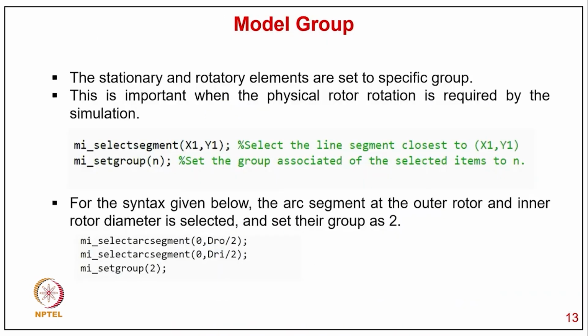Next is the stationary and rotary model group. The stationary and rotary elements are set to specific groups, and this is important when physical rotor rotation is required by the simulation. So mi_selectsegment x1, y1 and mi_setgroup n. For the syntax given below, the arc segments at the outer rotor and inner rotor diameter are selected and set their group as 2: mi_selectarcsegment 0, DRO/2, then mi_selectarcsegment 0, DRI/2, and mi_setgroup 2.